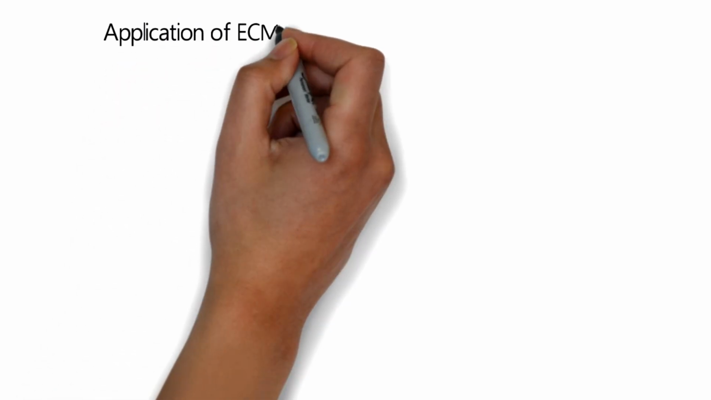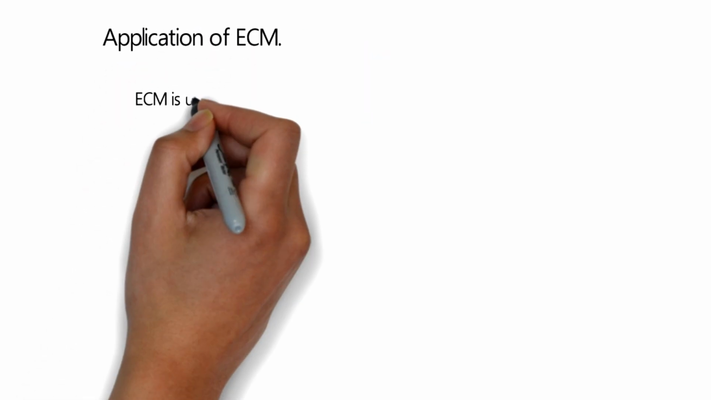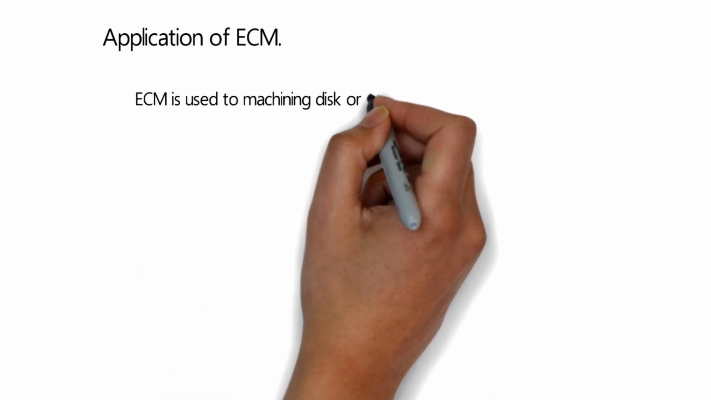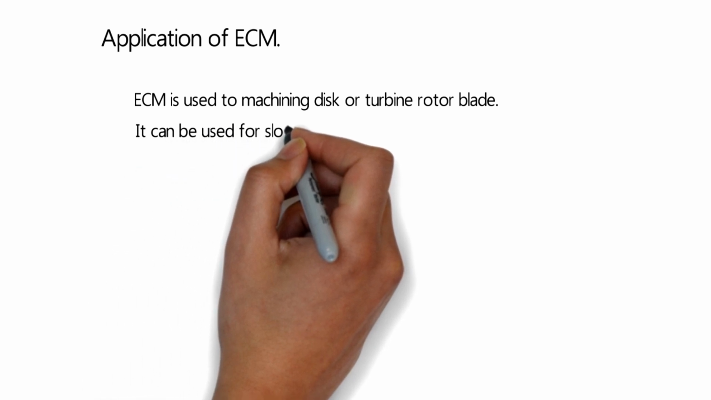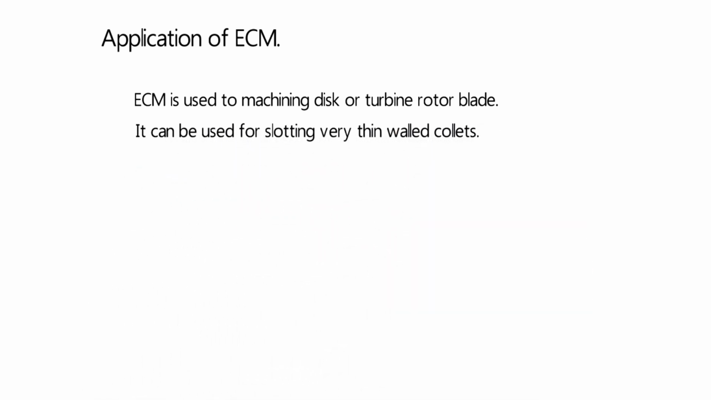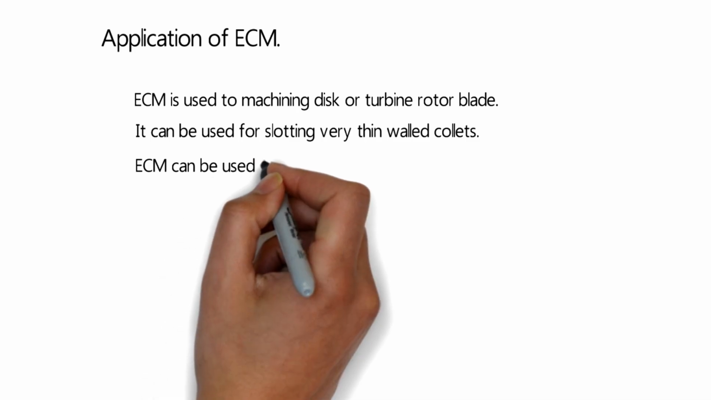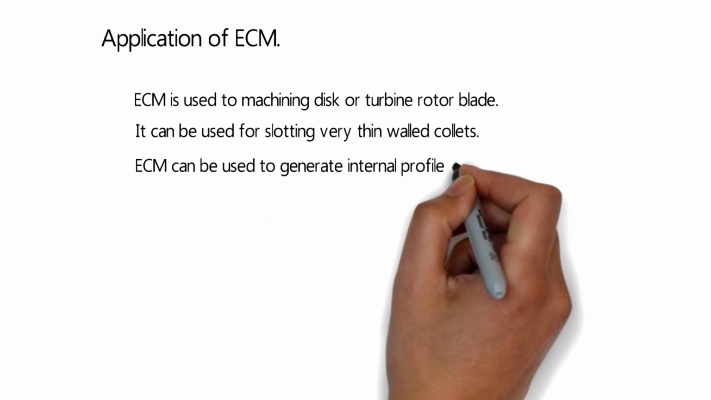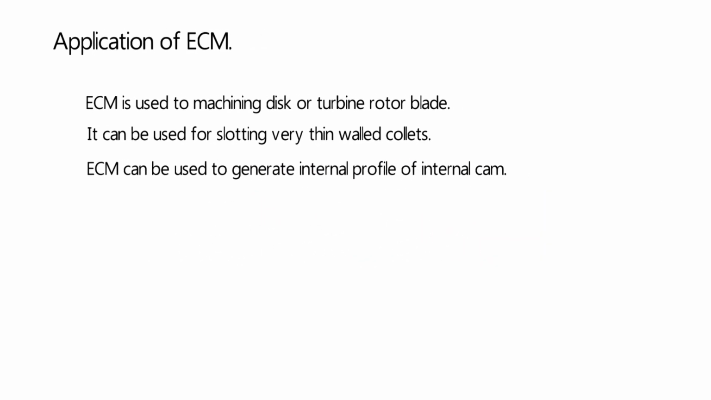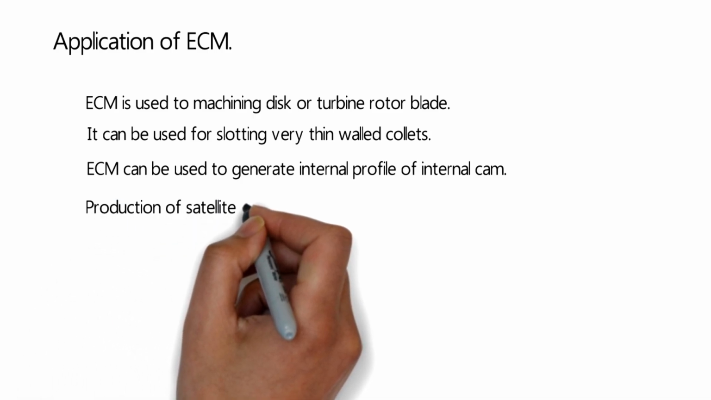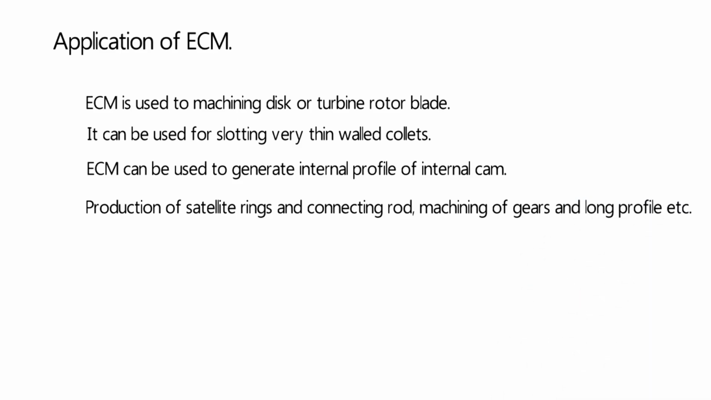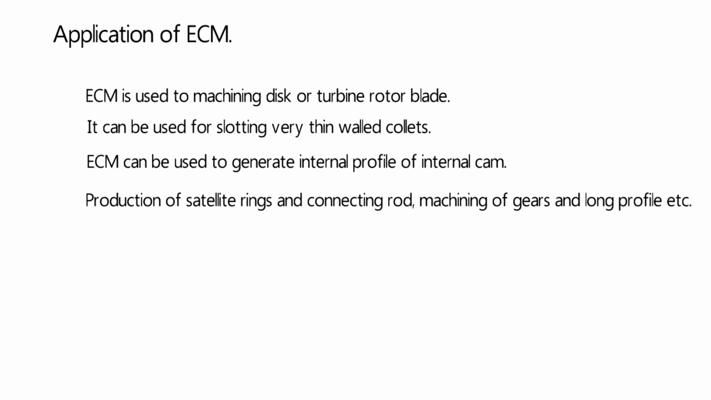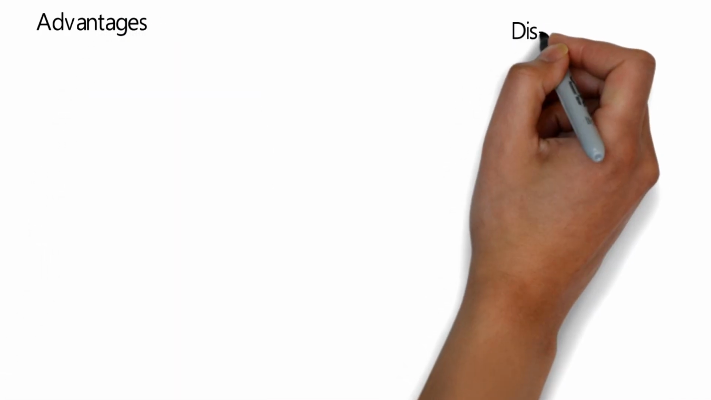So guys, next we will see the applications of the ECM process. There is a wide range of applications. The ECM is used for machining the disc or turbine rotor blade. It can be used for slotting very thin-walled collets, that is, for precise machining. ECM can be used to generate the internal profile of an internal cam, the products of satellite rings and connecting rods, and machining of gears and longer profiles, etc. Where high accuracy and high precision is required, we can go for this ECM process.